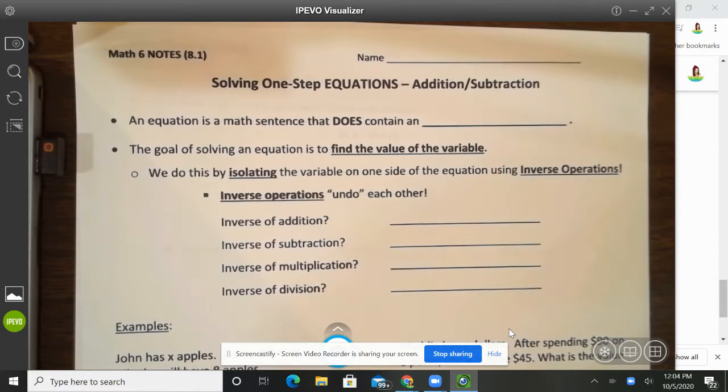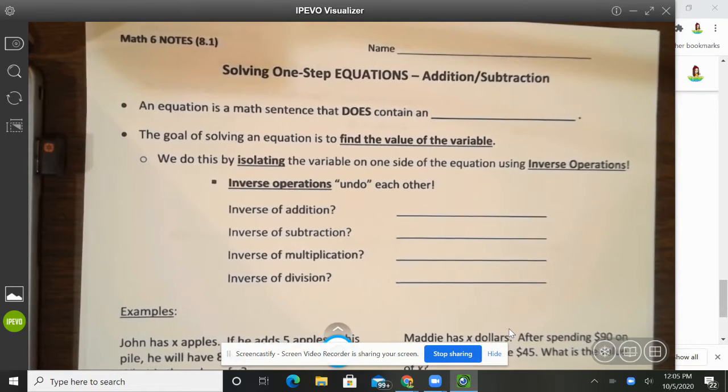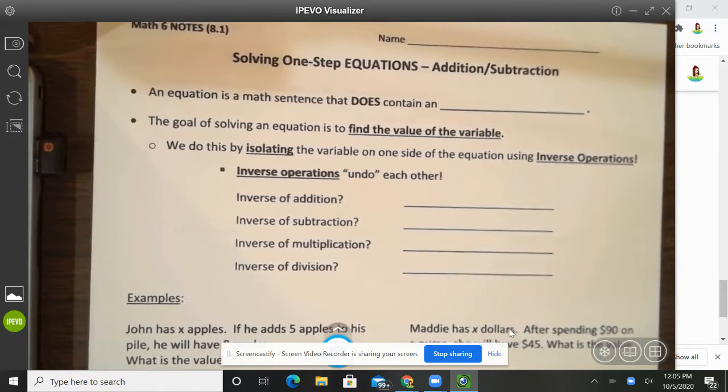Okay, students, the first week of quarter two, or quarter B, we're going to go into solving equations. We're going to go through addition and subtraction, multiplication, division, distributive property, multi-step equations, and all that. We're going to start with the basic stuff, and then get more in depth as the quarter goes on.